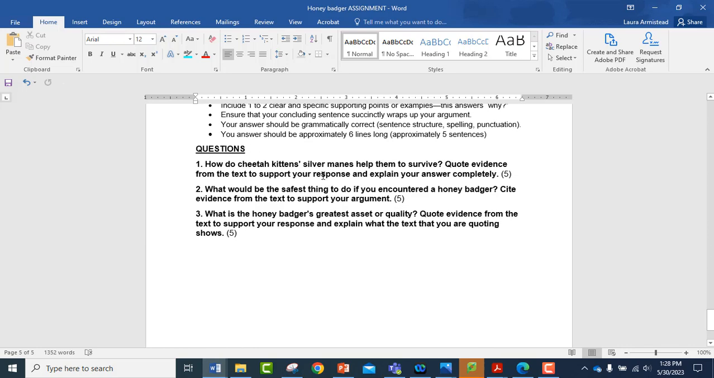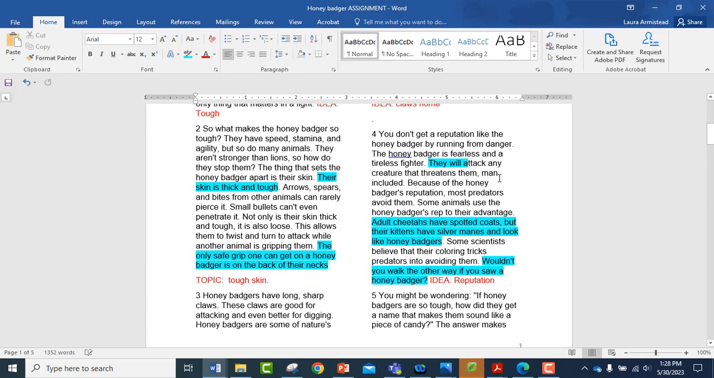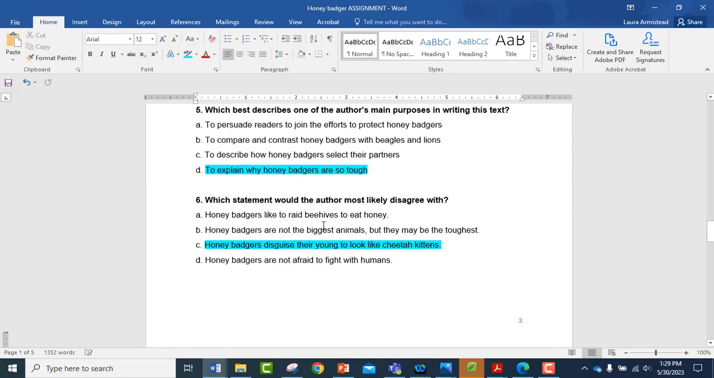How did cheetah kittens' silver manes help them to survive? Quote evidence from the text to support your response and explain your answer completely. So it's worth 5 points. That means I've got to make 5 points. So I'm going to reread that again. Some animals use the honey badger's reputation to their advantage. Adult cheetahs have spotted coats, but their kittens have silver manes and look like honey badgers. Their coloring tricks predators into avoiding them.